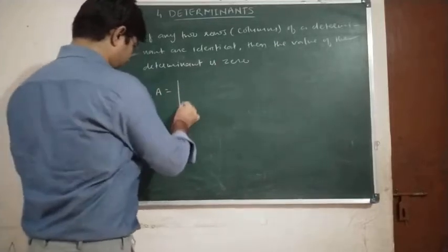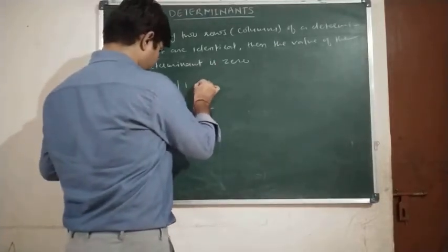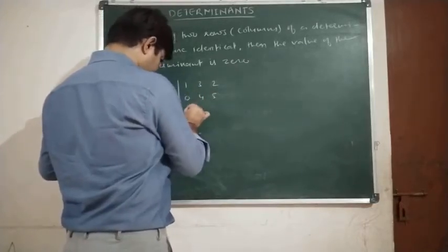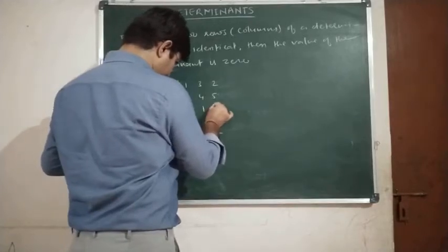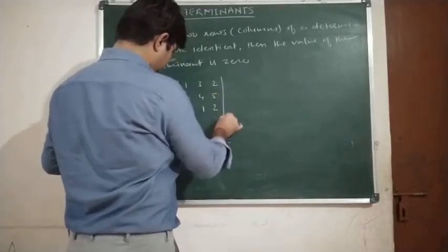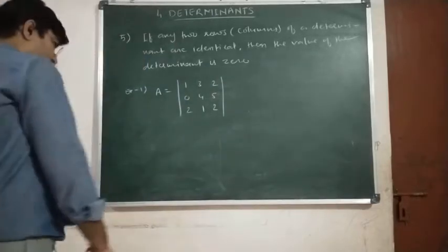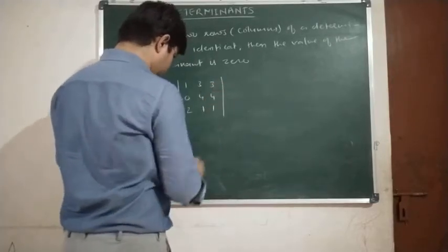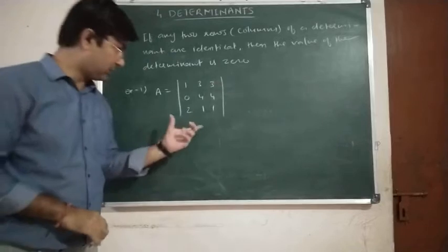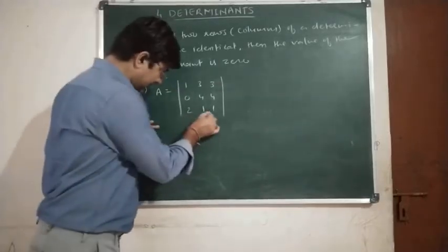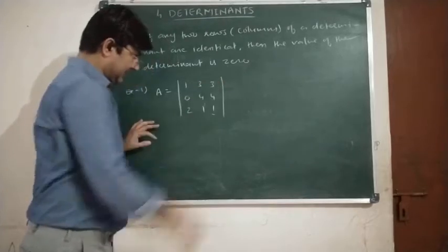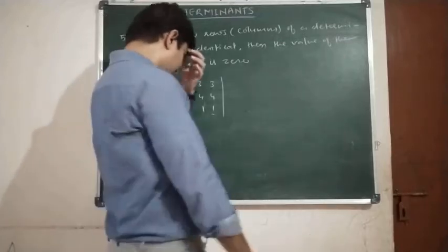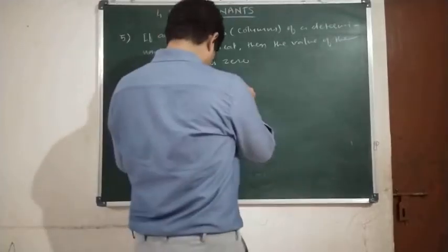suppose we have determinant A having values 1, 3, 2, 0, 4, 5 and 2, 1 and 2. Clear? Okay, here we have to take any two rows or columns to be identical. So let me take the second and third column to be identical. Clear? Now let us find out the value. Notice that second and third columns are identical. Yes or no? 3, 4, 1, 3, 4, 1 identical. Okay, now let us expand and find what answer comes. Okay, we will expand along first column.